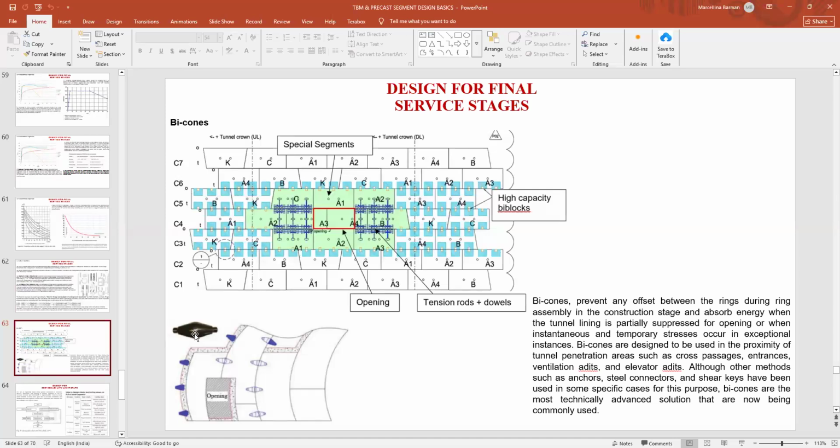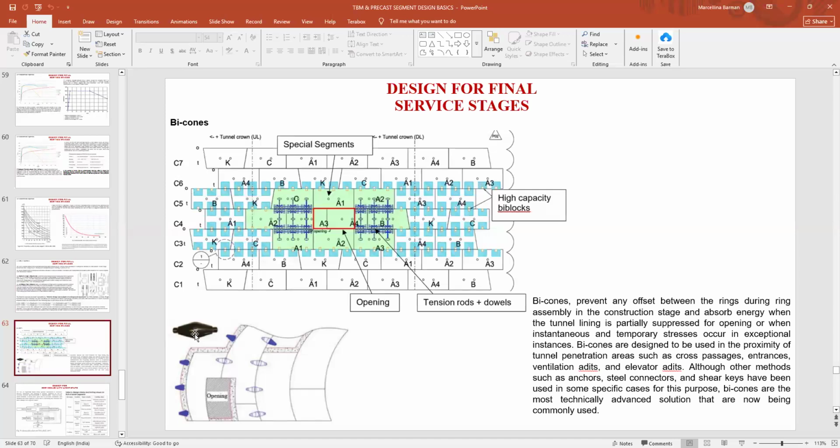A cross passage is basically a 3D problem. Our tunnel is basically a 2D problem because it is running along the length, so it has an infinite length. But a cross passage is a connection between the main tunnel and the cross passage, so it's a 3D problem. At the junction of the cross passage and the tunnel, high stresses are developed during the opening, even in the service stage. That is why we are putting an additional frame inside the cross passage.